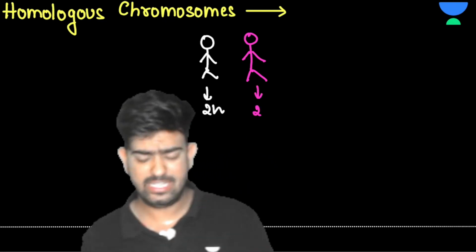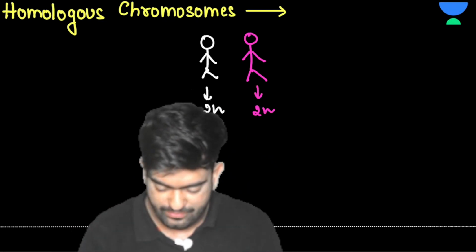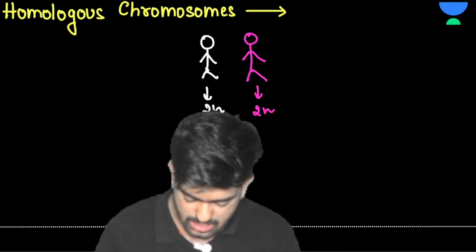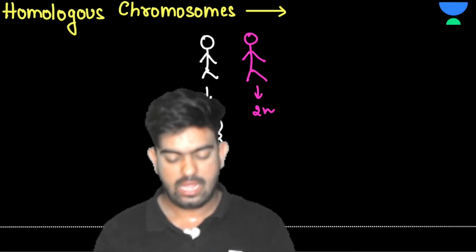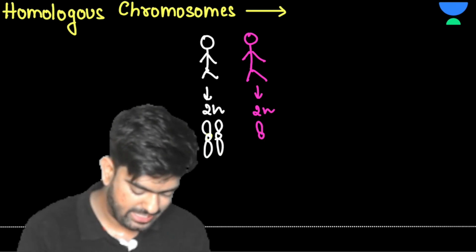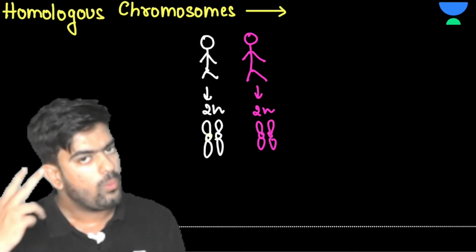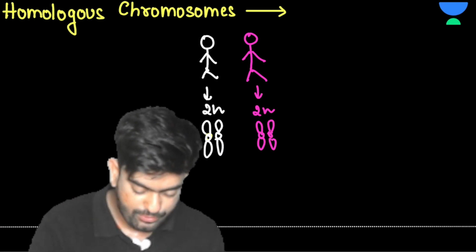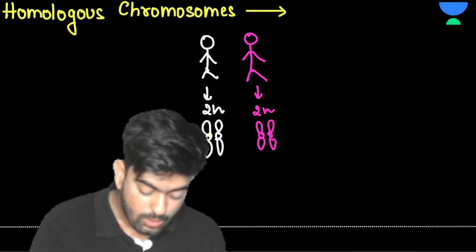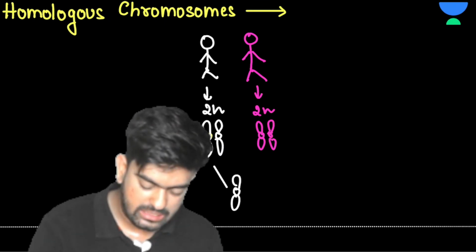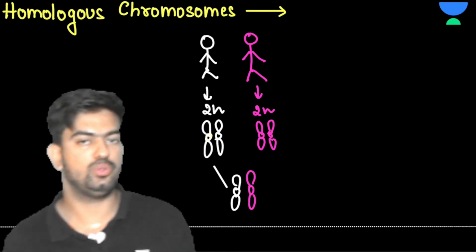Now, if they are going to produce the gametes, they had this type of chromosome before the production of gametes. Since they are diploid, each chromosome will have its pair, right? Now they are going to form the gametes, and during gamete formation, one will come from Harry and the other will come from Julie.